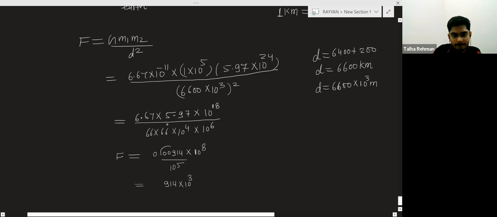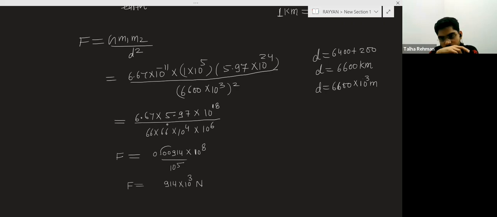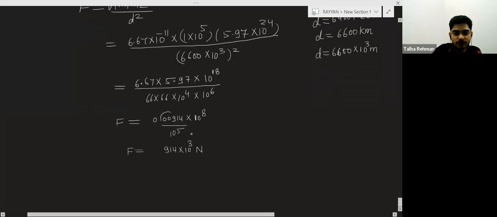Okay, Newton. I got 9.14 times 10 to the power 5. That's correct. That's also correct. Yeah. That is also correct because when you write it like this, 9.14, here you will increase 10 to the power 2, so it will become 10 to the power 5 Newton.